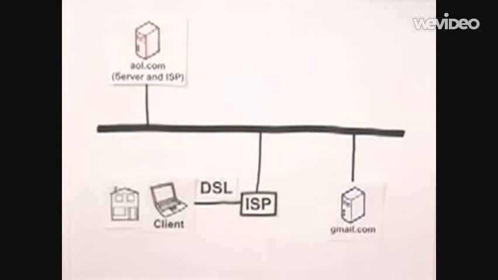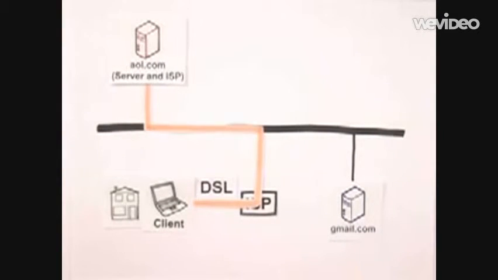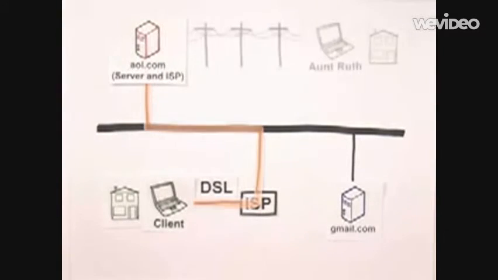Now let's pretend that I want to visit AOL.com, which is coincidentally both a server and an ISP. I hop onto my laptop with DSL, go through my ISP, onto the internet, and look at AOL.com. My computer connects with AOL.com, and I can look at its web pages.